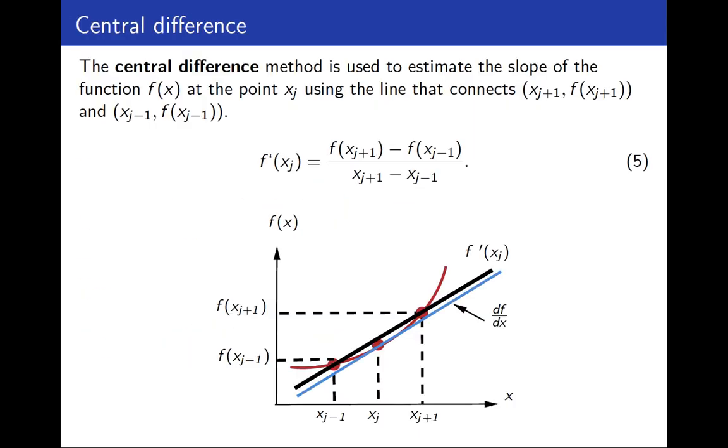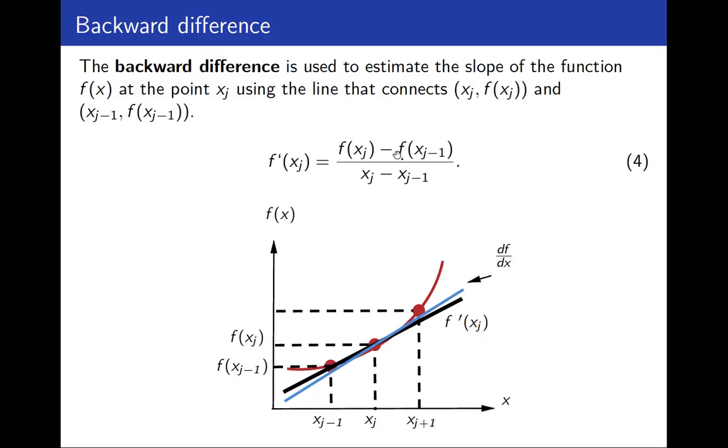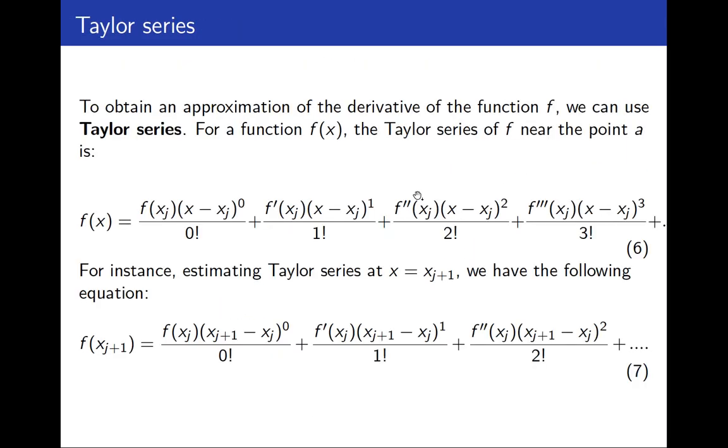So how exactly do we get these equations that I show here? We use a Taylor series to obtain approximations of the derivatives of the function f. You probably remember this from your calculus or differential equations lectures. The Taylor series of f near the point a can be estimated as follows. So this is a series. I'm not going to explain the full equation, I'm just illustrating here the equation that you all recognize.